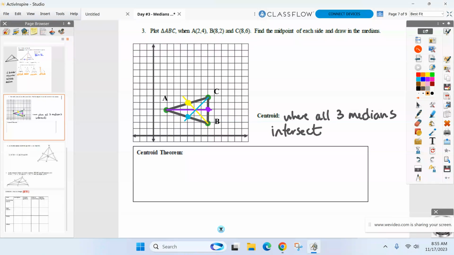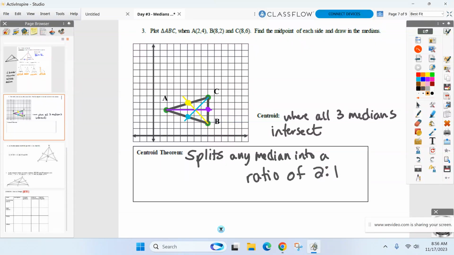And there is a fact that goes along with it, just like circumcenter and incenter have a fact that goes along with them. Let me write it down and you write it down, and I'll show you how it works on the graph. The centroid splits any median into a ratio of 2 to 1. It'll take any median and split it into a ratio of 2 to 1.